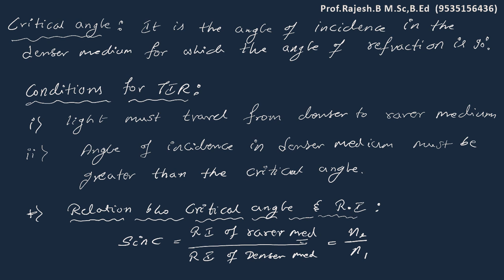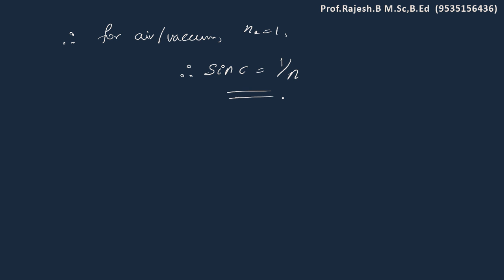In case we select the rarer medium as air or vacuum, it will become 1, right? So for air or vacuum we consider n2 as 1. Therefore, sin C is equal to 1 by n. The critical angle is inversely related to the refractive index. Greater the refractive index of the material, the lesser is the critical angle.